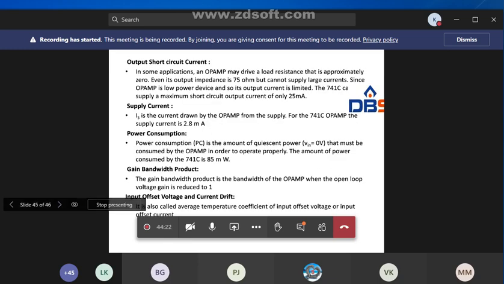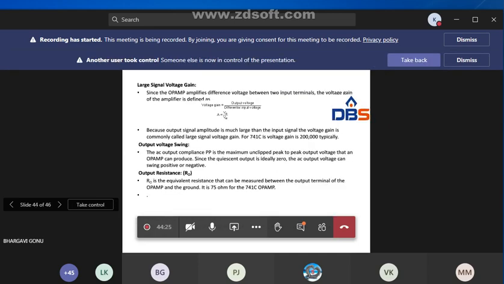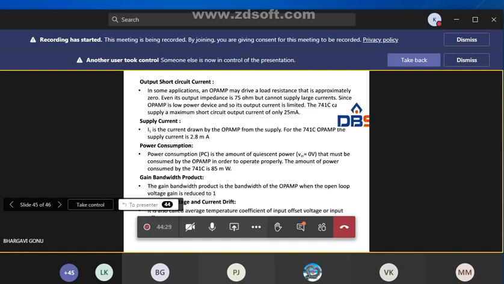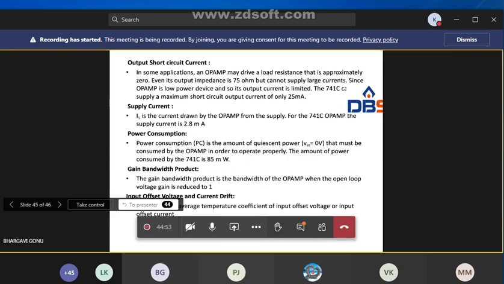Next, supply current. IS is the current drawn by the op amp from the supply. The practical value is 2.8 milliamperes. So the supply current IS is the current drawn by the op amp from the supply, and the typical value is 2.8 milliamperes.